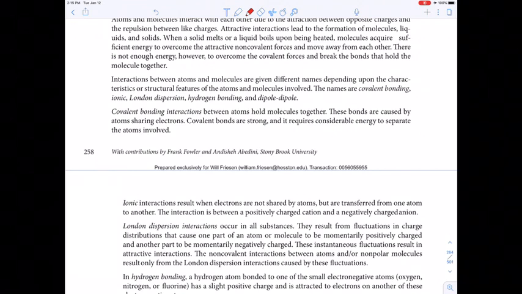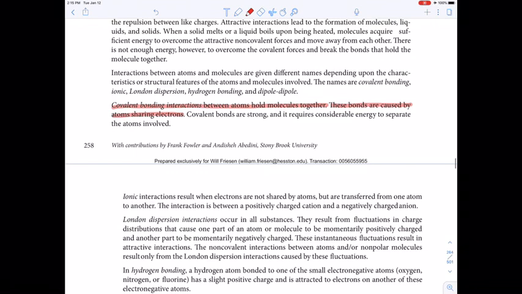Okay, covalent bonding interactions between atoms hold molecules together. We've learned about these already. These bonds are caused by atoms sharing electrons. Covalent bonds are strong, and it requires considerable energy to separate the atoms involved. Usually we show a covalent bond by drawing a Lewis structure, something that looks like this. Right here, these are the covalent bonds. They attach those hydrogens to that central oxygen.